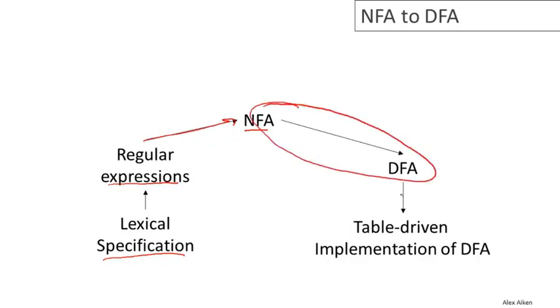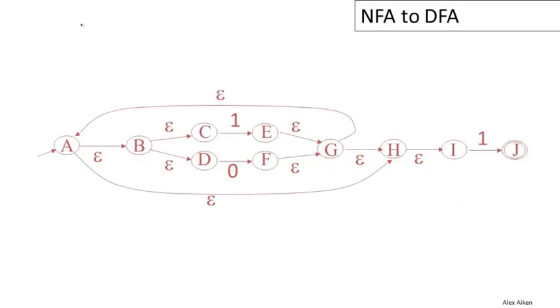And as you might guess, in the final video in this series, we'll talk about the final step, which is the implementation of DFAs. So here's the non-deterministic finite automaton we finished up with last time. And the first thing we're going to discuss today is an important idea called the Epsilon Closure of a state.